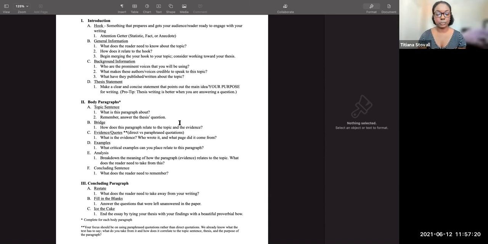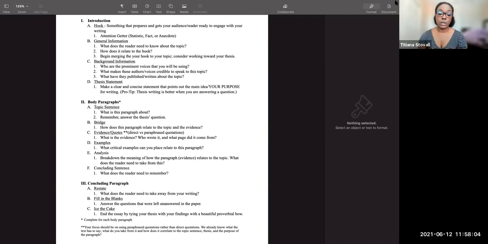so you're no longer summarizing at this juncture. We do not summarize. What we are doing is taking things that we have evidence of, whether it's through the reading or through outside sources, and we're using those sources as a means to help us confirm what we believe or what we propose is true. Okay. Then you provide examples. What critical examples can you place in this paragraph to relate to the evidence, to the paragraph, to the topic as a whole? And then you have an analysis where you're breaking down the meaning of how the evidence relates to the topic, right? So how this paragraph relates to the overarching topic that is addressed in your thesis, okay?